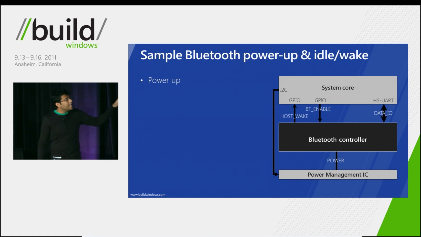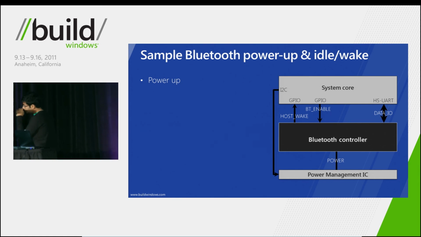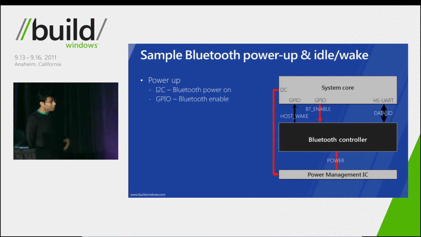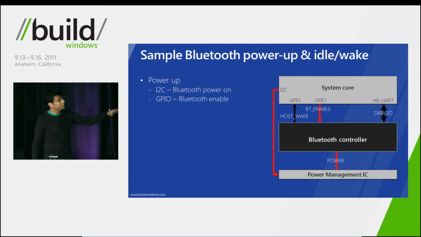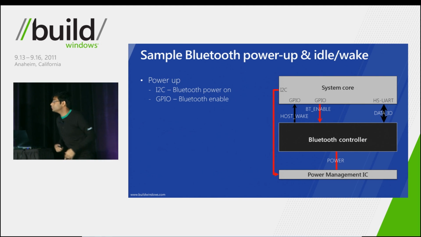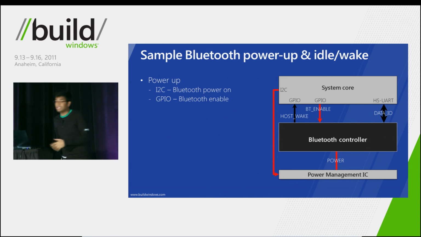So here's the exact same diagram for the system that we were trying to build. We'll walk through a couple of power cycling scenarios. So, walk through the power up sequence from a cold boot. The first thing that happens is the I2C component would go ahead and power on the Bluetooth controller via the power management IC, or the PMIC. That will send power directly to the Bluetooth controller. Now, the Bluetooth enable line would get asserted, putting the Bluetooth controller in active. I start typing on my keyboard.